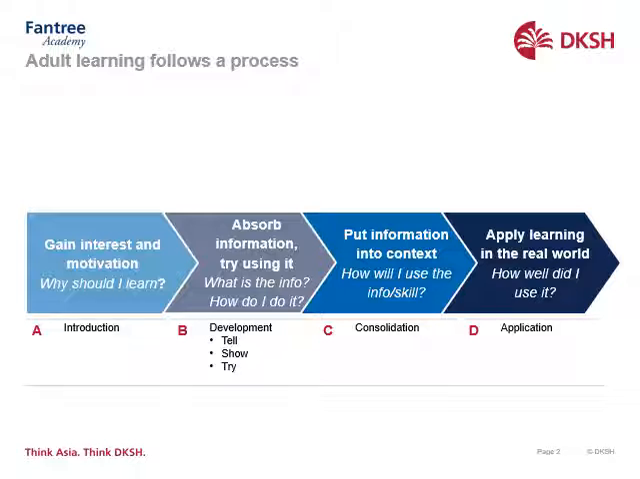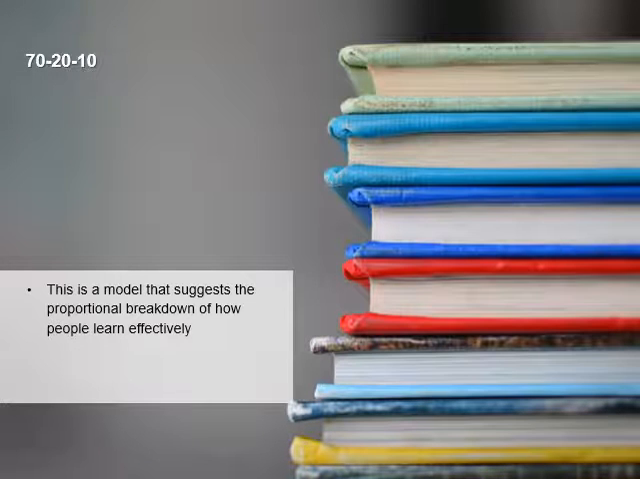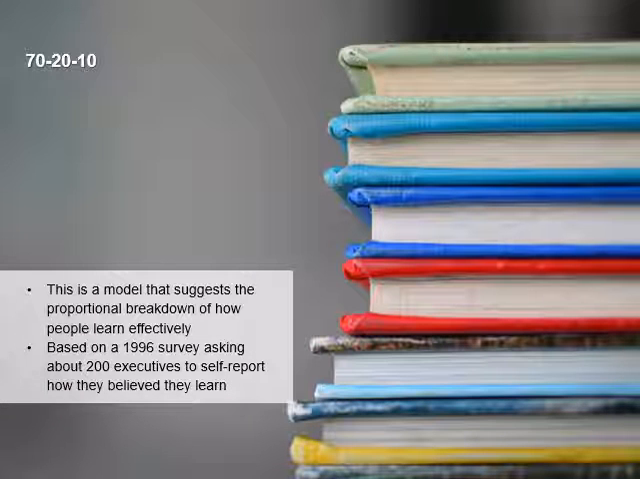There's a model we use called 70-20-10. And 70-20-10 is a model that suggests the proportional breakdown of how people learn effectively. It's not hard and fast science, but it's a way to think about when and where learning happens. And it's based on a 1996 survey asking 200 executives to self-report how they believed they learned.